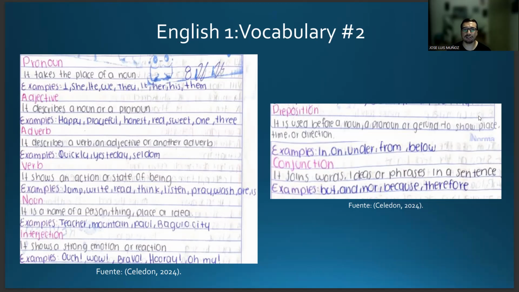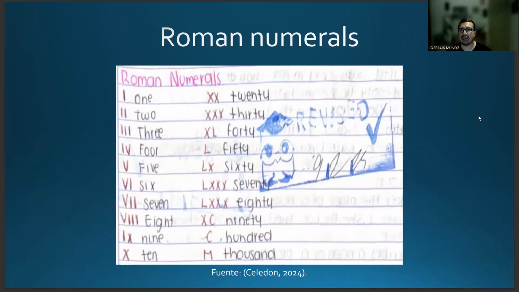Noun is a name of a person, thing, place, or idea. You have examples: teacher, mountain, pool, vacation, city. Interjection shows a strong emotion or reaction. You have: ouch, wow, bravo, hurrah, oh my. Preposition, on the right side, is used before a noun, a pronoun, or gerund to show place, time, or direction. You have examples: in, on, under, from, below. Conjunction joins words, ideas, or phrases in a sentence. Examples: but, and, nor, because, therefore. You have that information.